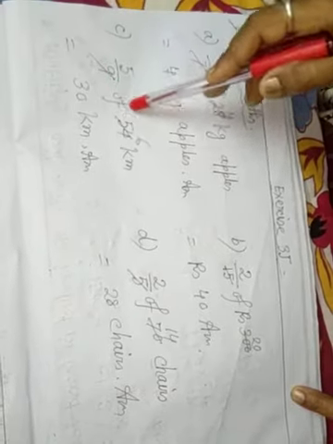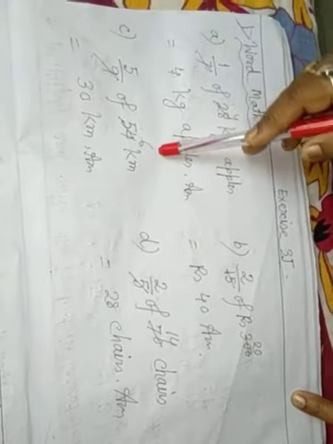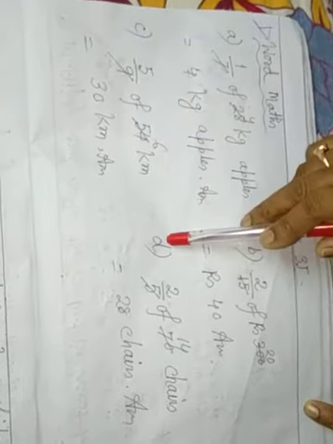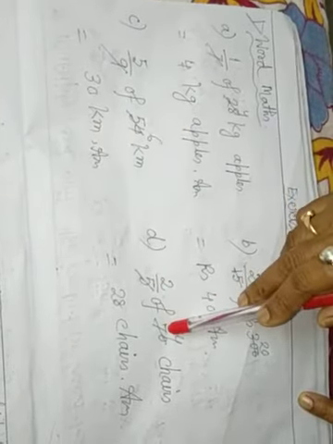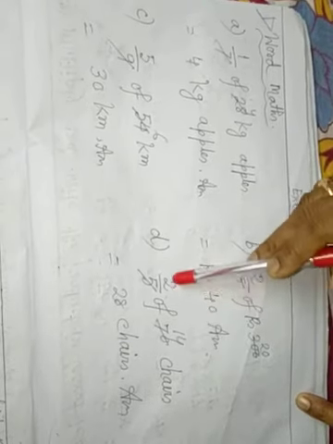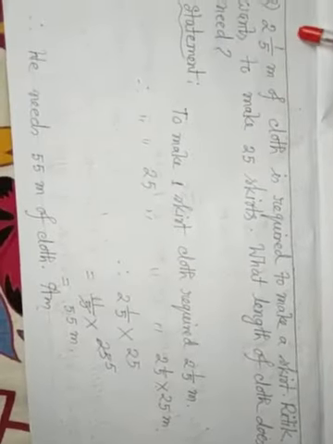5 by 9 of 54. 9 into 6 is 54 kilometer. So 5 into 6, 30 kilometer. D, 2 by 5 of 70 chairs. So 5 into 14 is 70. So 14 into 2, 28 chairs. Answer. Okay.